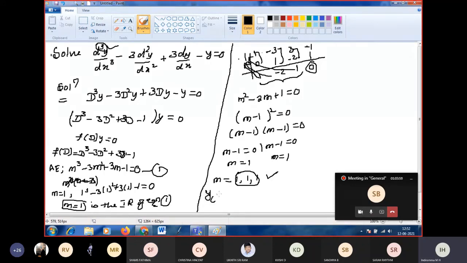Which case do we have to use? First case. Now tell me, y equals e to the power of 1 x into c1 plus c2 x plus c3 x square. Did you hear, all of you?